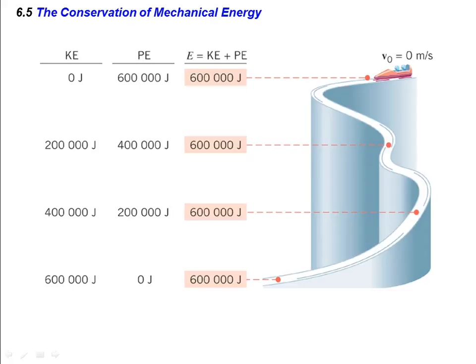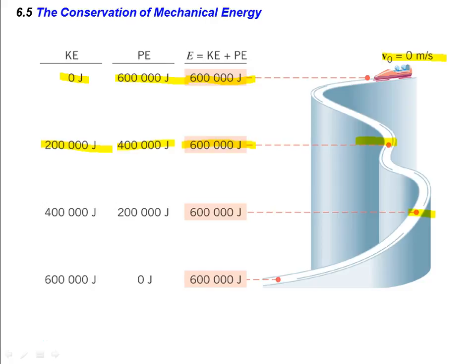For example, we have this bobsled that is starting up here at rest, and let's say it has 600,000 joules of potential energy. All of its energy at that moment is potential. So its total energy is also 600,000 joules because it's not moving, and so the potential plus kinetic is just the 600,000. Now as it moves down the track and gets to this second position here, its potential energy has decreased to 400,000. However, its kinetic energy has increased by 200,000 to keep the total energy constant at 600,000.